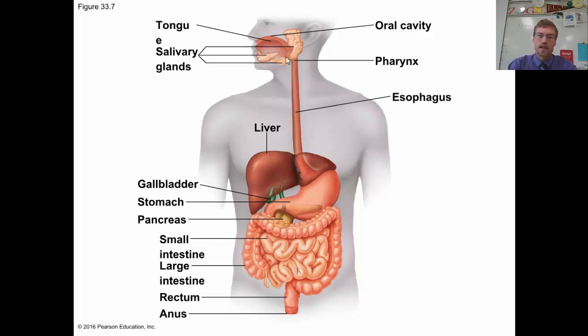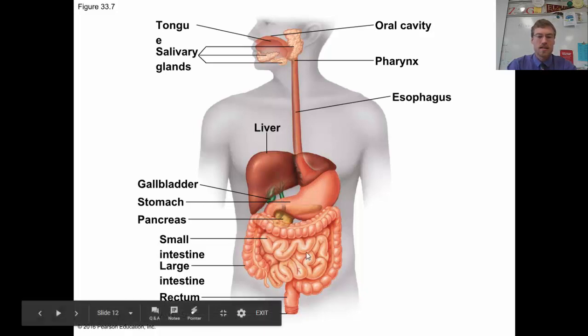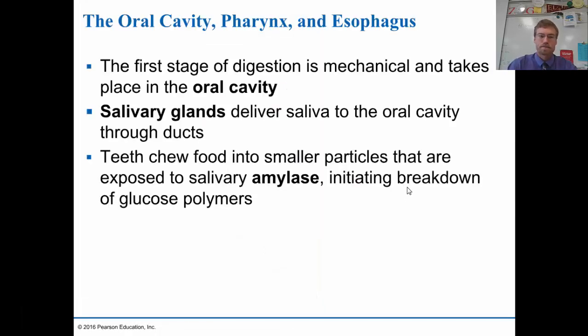Then we've got the pharynx, which is kind of your throat area. It goes down into your esophagus. Esophagus then goes into the stomach. Stomach then goes into the small intestines. The small intestines then go into the large intestines, and then things are eliminated through the rectum and the anus.